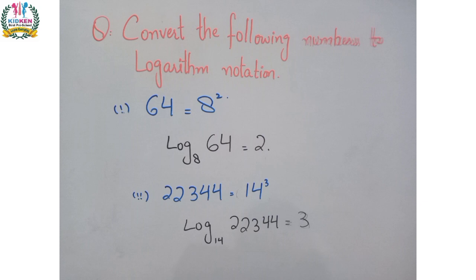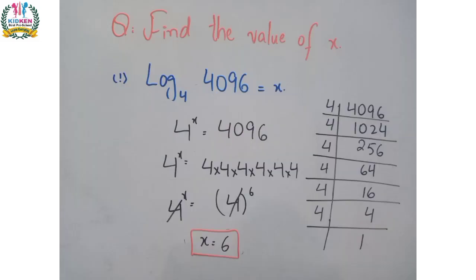Next question is 2744 is equal to 14 power 3. So in logarithm notation simply you can write log base 14 of 2744 is equal to 3 as the equal form.